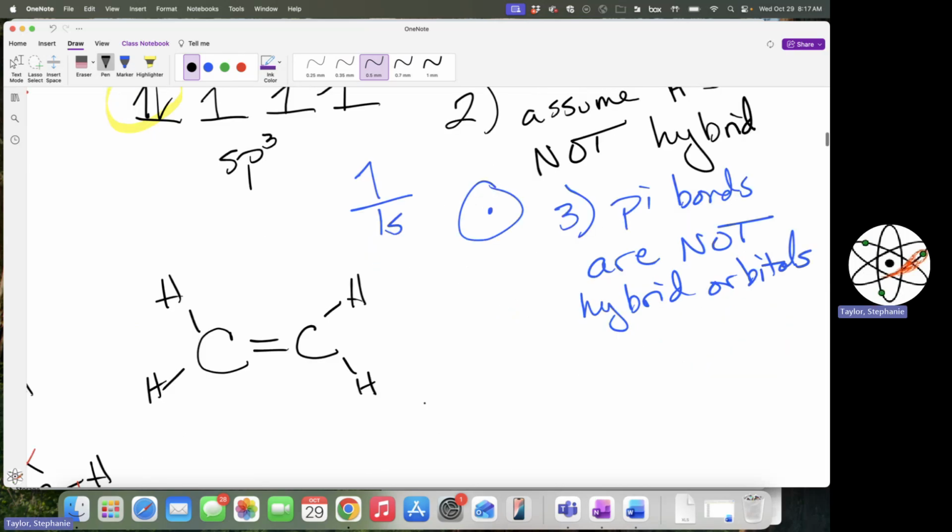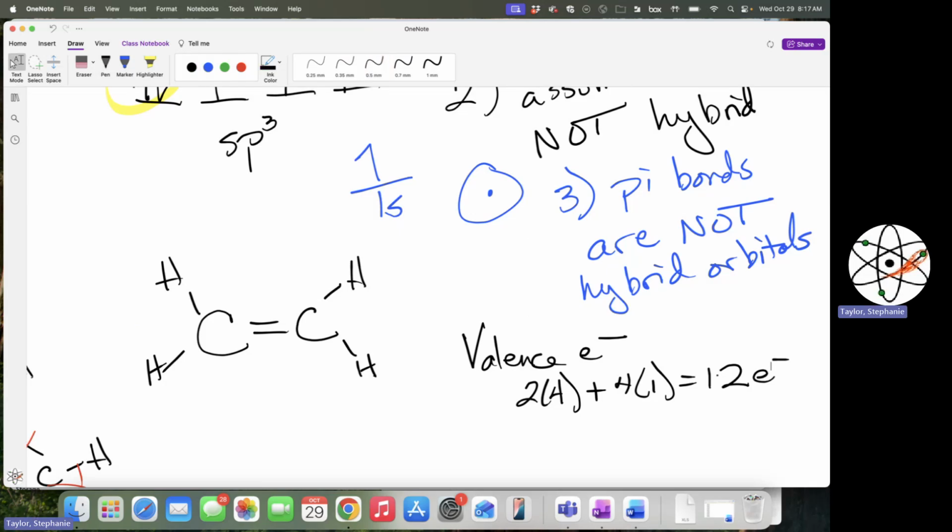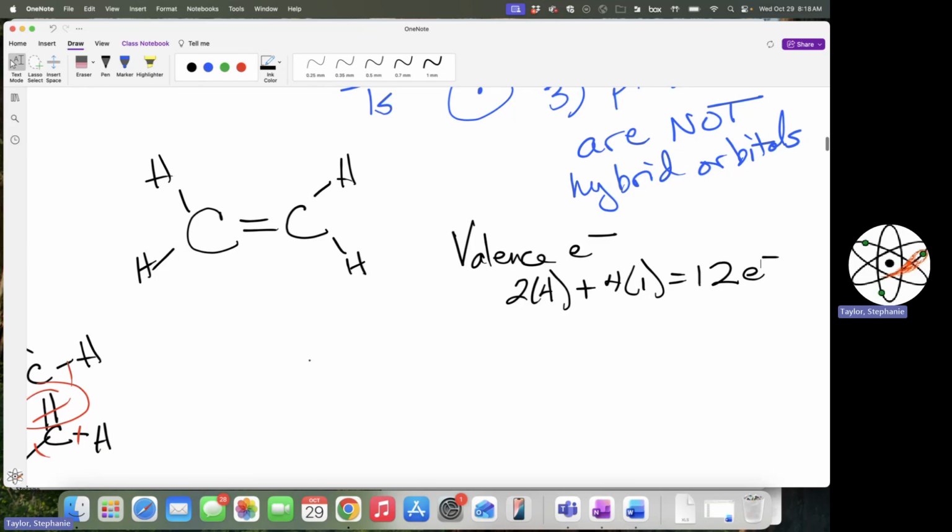So let's think about this for valence electrons now. This has 2 carbons, so 2 times 4, plus there's 4 hydrogens. So 8 plus 4 is 12. So I should be able to take this molecule and describe where all 12 electrons are. Did I do that right? 2 carbons, 4 hydrogens: 2, 4, 6, 8, 10, 12. Yes. Sorry, before I go too much further, I wanted to double check and double count.